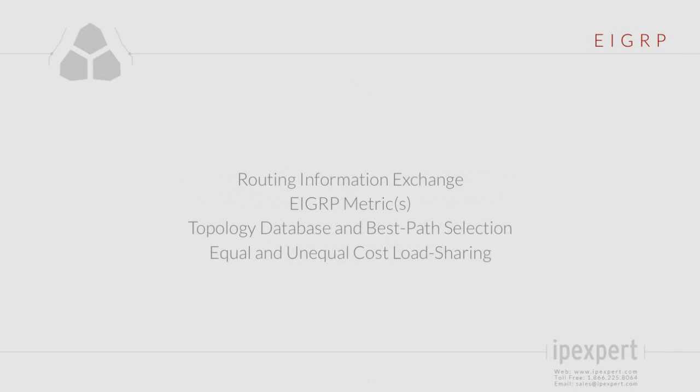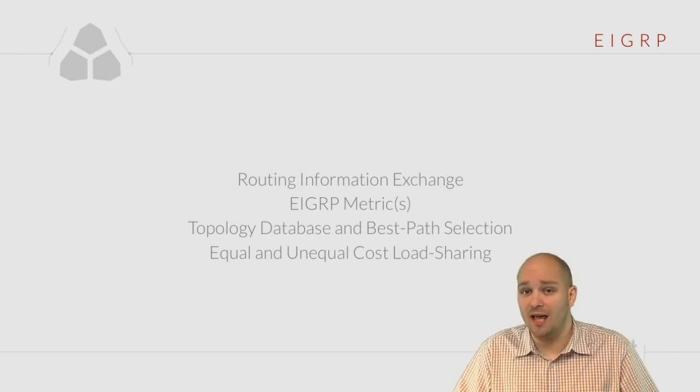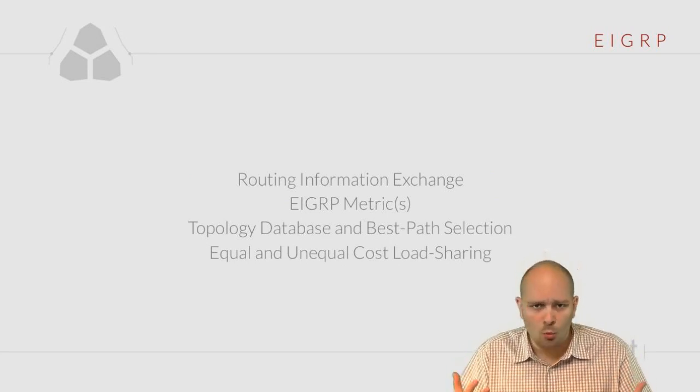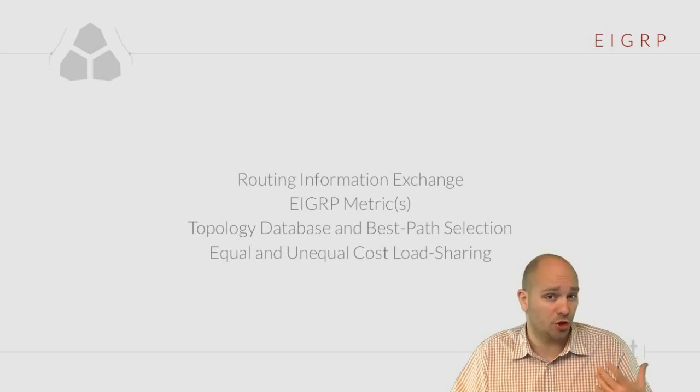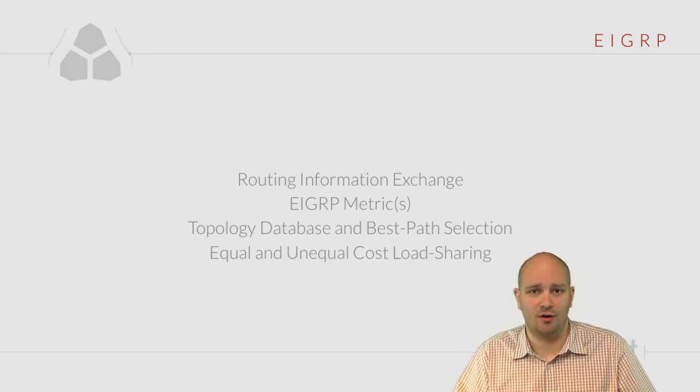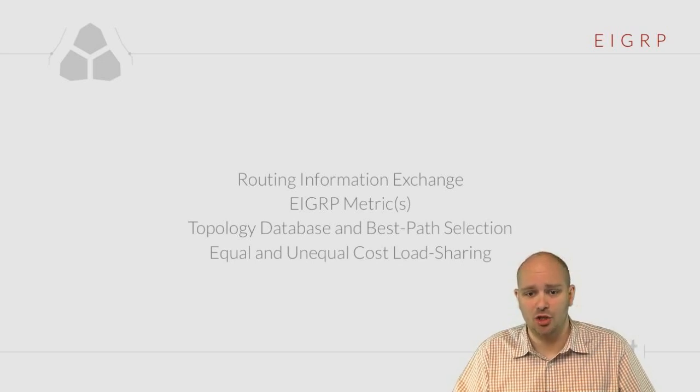We are first going to talk about routing information exchange, or how do EIGRP routers actually exchange the information about the routing tables. What are the EIGRP metrics? What are the components? How is the final metric that is used in the routing table calculated and determined?